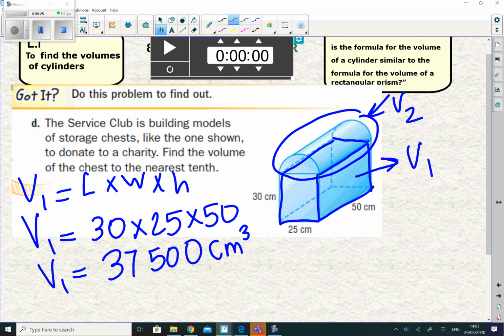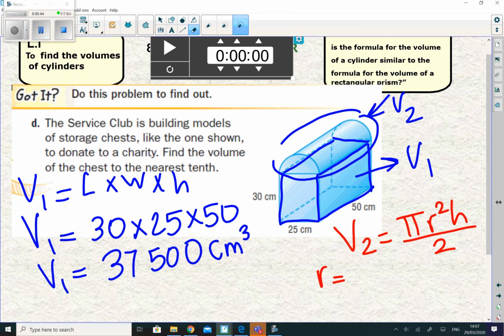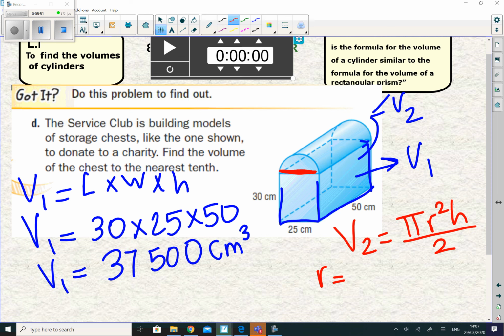But what about the second volume, volume 2, which is half of a cylinder? It means that it's going to be pi r squared height divided by 2. Why? Because it's only half of it, not all. So what do we have here? What is the radius? I will erase here to show you where the radius is. As you can see, that's half of a circle. All of this is 25, so half of it, the radius, is 12.5.